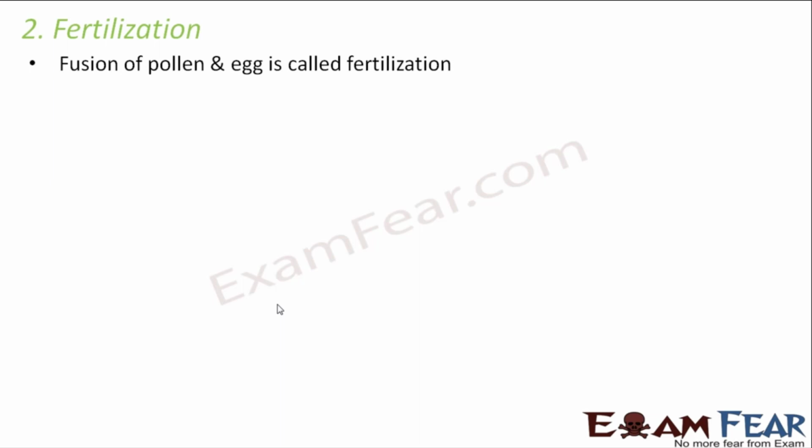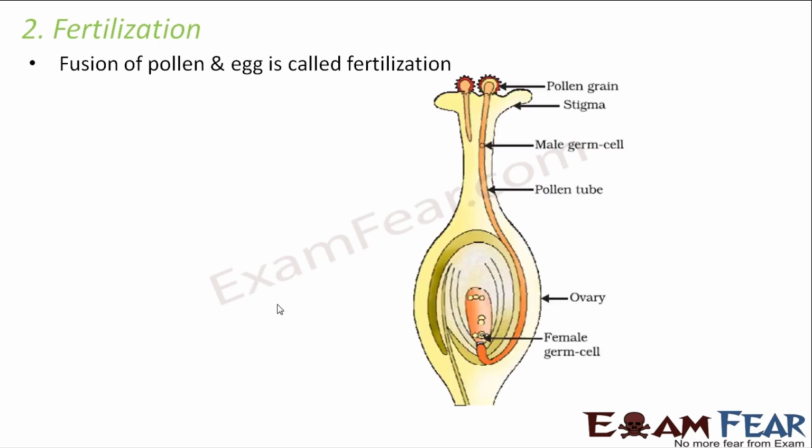So in this step we will see how this fusion actually takes place. Here I have shown the diagram of only the carpel. This is the stigma, this is the style, and this is the ovary. Inside the ovary, this is the ovule, and inside the ovule we have the female germ cell. So this cell is the female germ cell.